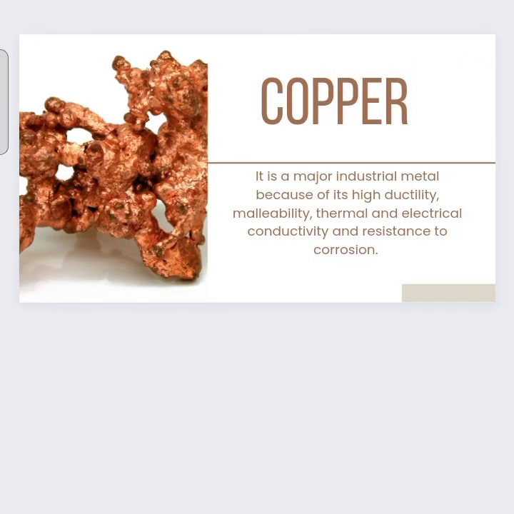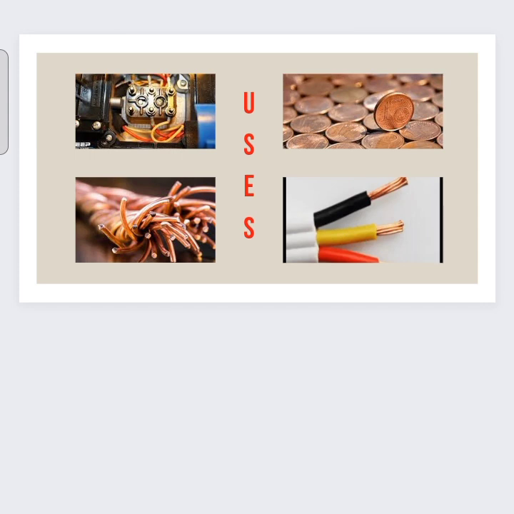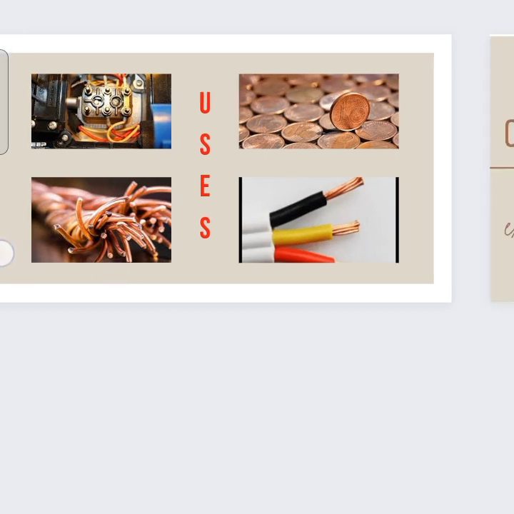So copper. As we all know, copper is a mineral and an element essential to our everyday lives. It is a major industrial metal because of its high ductility, malleability, thermal and electrical conductivity, and resistance to corrosion. It is also an essential nutrient in our daily diet. Uses of copper. Copper is an excellent conductor of electricity, and electrical motors, generators, and wiring are its primary use.